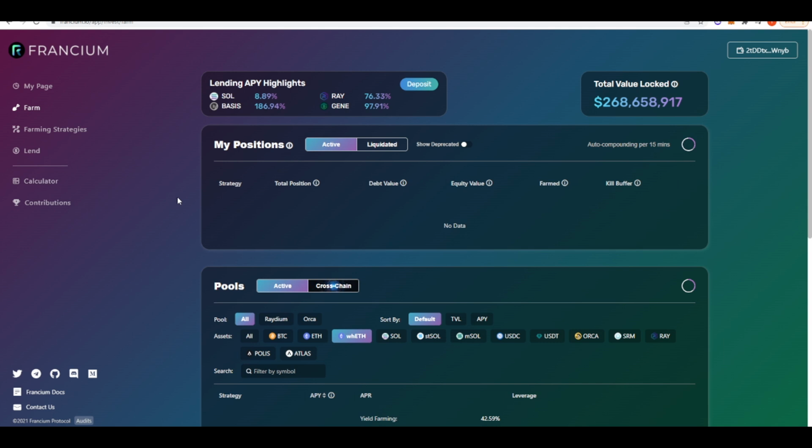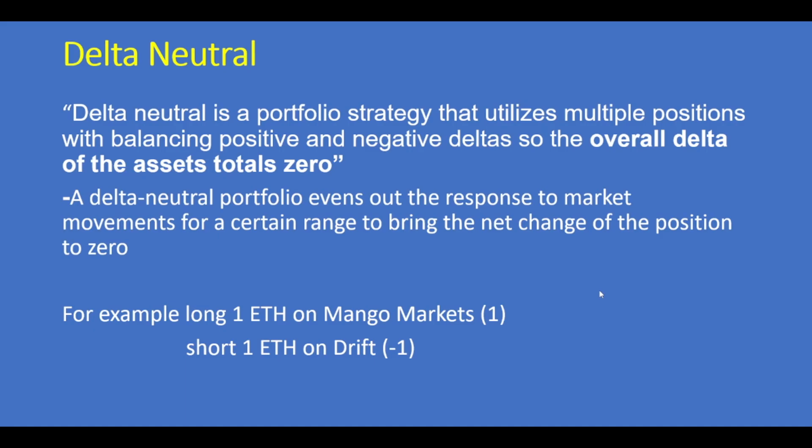And lastly, this video is purely a proof of concept, meaning that you can do this on any leverage yield farming platform that you want to. Whilst I'm using Francium on Solana, you can use Tulip, you can use Alpha Homora, you can use Alpaca Finance on BSC. You can use any leverage yield farming platform you want in order to execute these strategies. So now that the intro is out of the way, let me explain a couple of things.